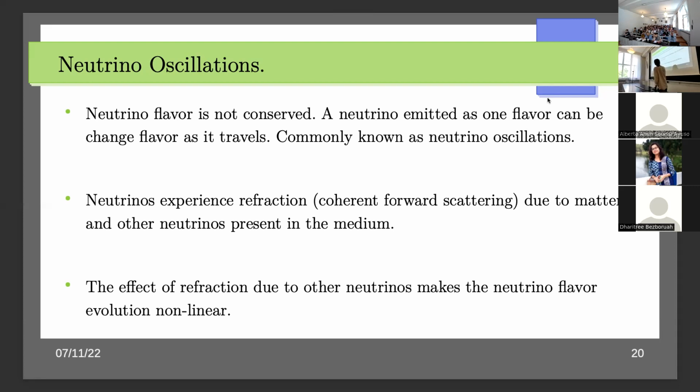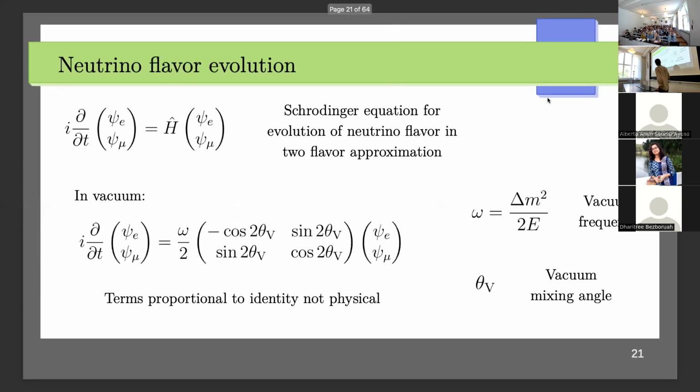Neutrinos experience refraction or coherent forward scattering due to matter and other neutrinos in the medium. And this modifies the rate at which neutrino oscillations happen. This has to be taken into account, especially in dense environments like core collapse supernovae, because the neutrino number density is so large that the neutrino refraction due to other neutrinos cannot be ignored. So before we go forward, let us just make sure that we are on the same page as far as neutrino flavor oscillations are concerned.